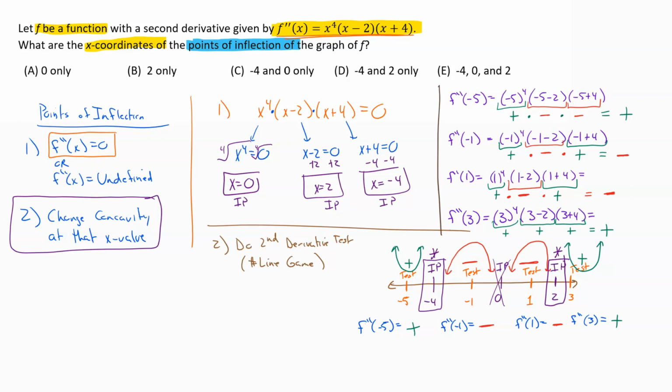So out of our 3 possible inflection points, we only ended up with 2 real answers because at x equals 0, it didn't change concavity. So we're looking when x equals 2 and when x equals -4.